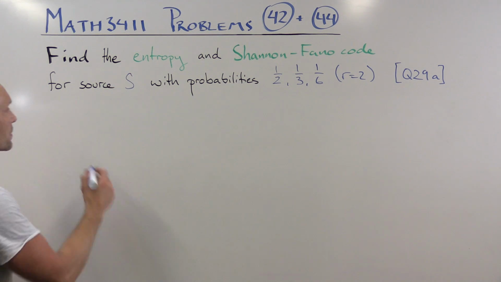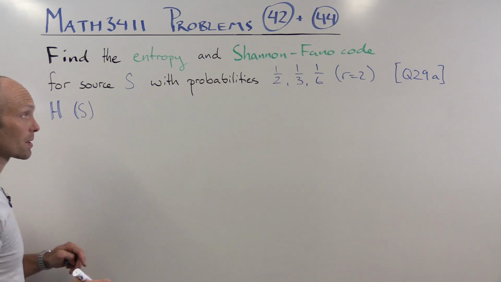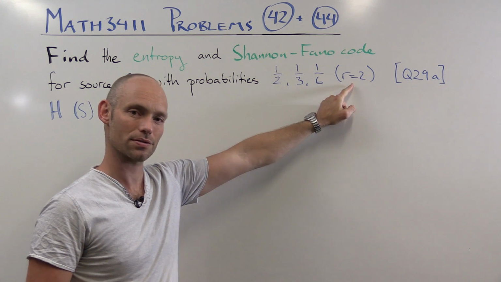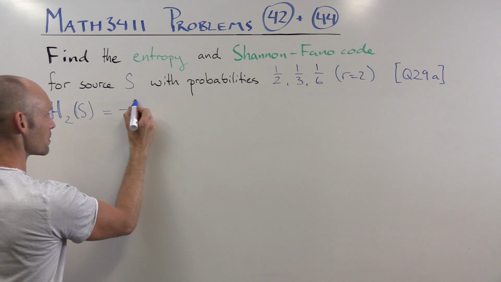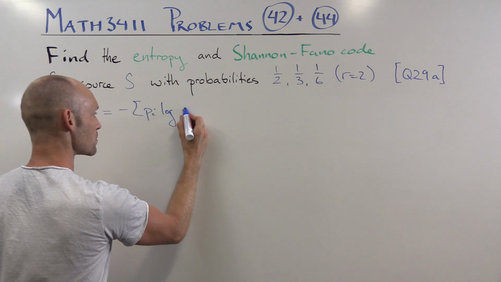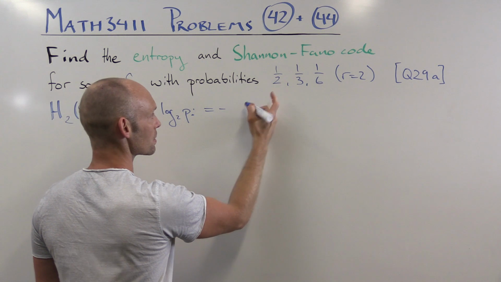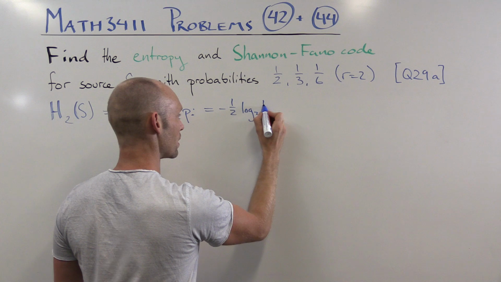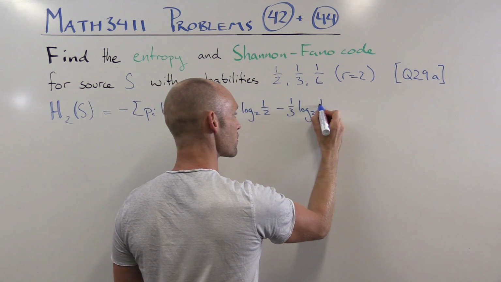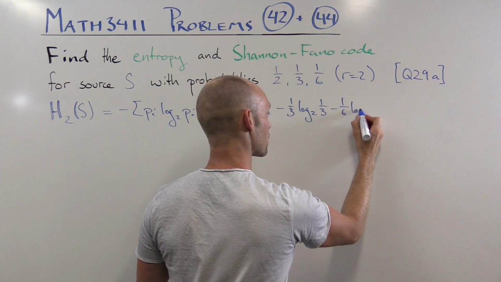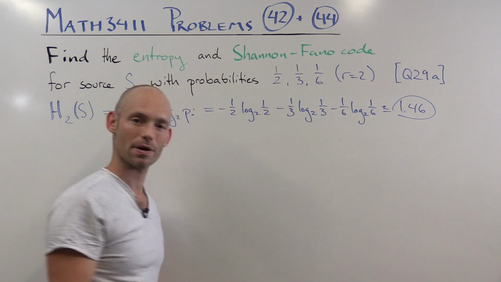To calculate the entropy, all we have to do is calculate a simple sum of terms, and they depend on the particular radix. Here radix is 2, so we're looking at the entropy base 2 of these probabilities. That's given by this sum here, minus the sum of the probabilities times the logarithm of those probabilities, base r, and here r is equal to 2. So minus the first probability, a half, so a half log base 2 of a half, that's just a half, minus a third log base 2 of a third, and then minus a sixth log base 2 of a sixth, and that roughly gives us 1.46. So that's our first answer.